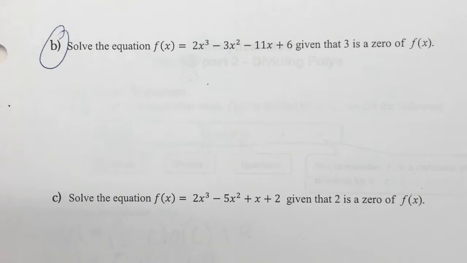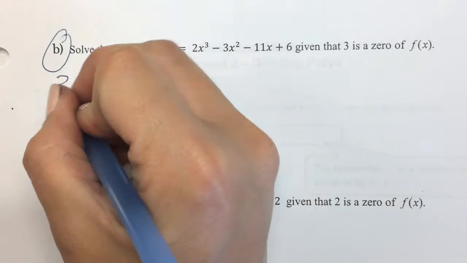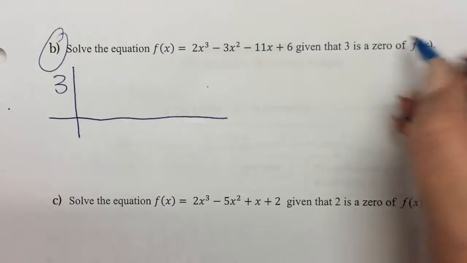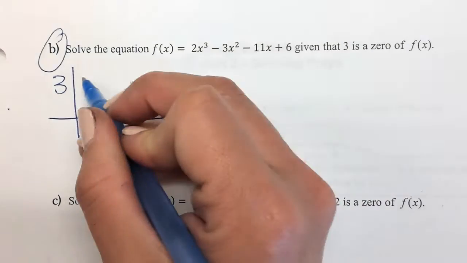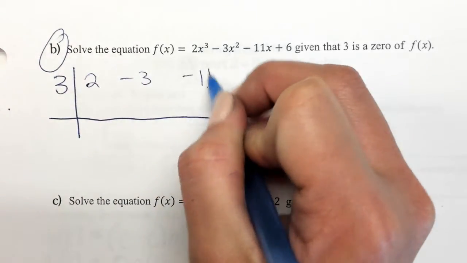What do we do first? Synthetic division with what on the outside? Good. That's what they give us right here. Alright, coefficients, name them. 2, -3, -11, 6.